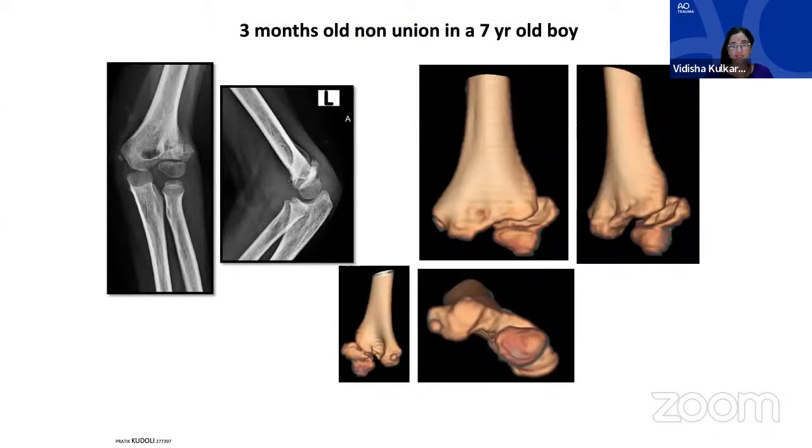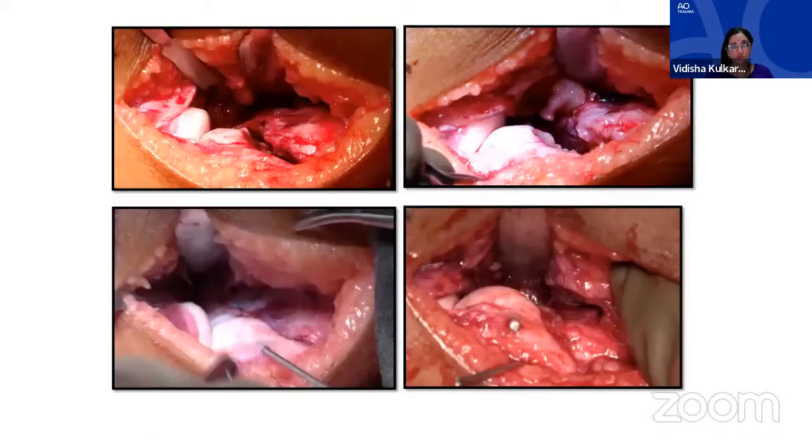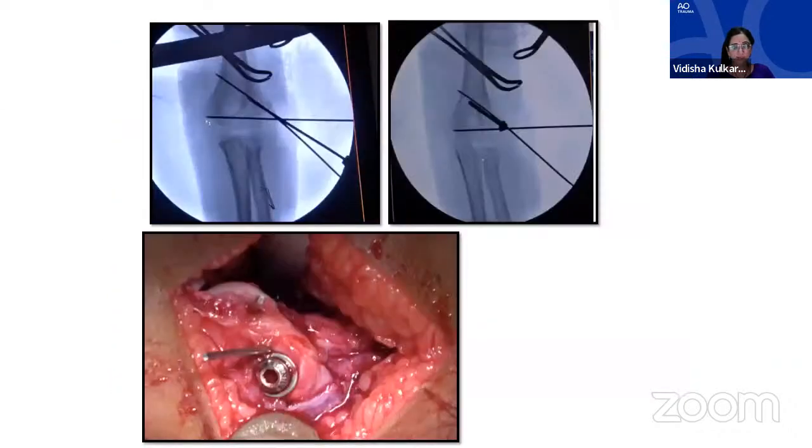So this boy, a 7-year-old boy, presented at 3 months with the lateral condyle non-union. This is the CT. So through a lateral approach, keeping the dissection anteriorly, the fragment was mobilized. It was aligned with the trochlea with a K wire and another K wire to hold it with the metaphysis. And then a screw was passed like this. This is the intraop picture.